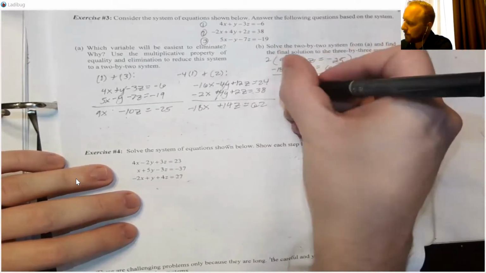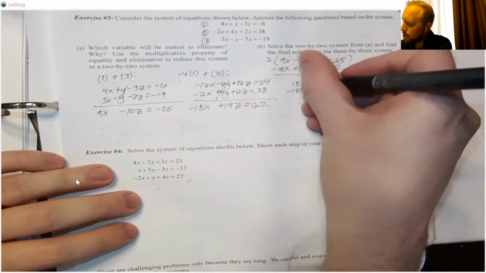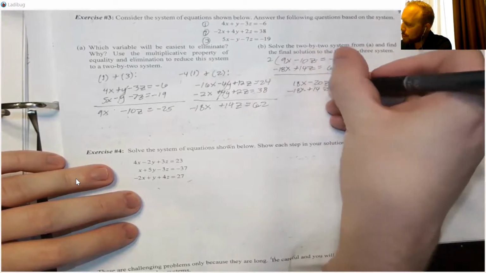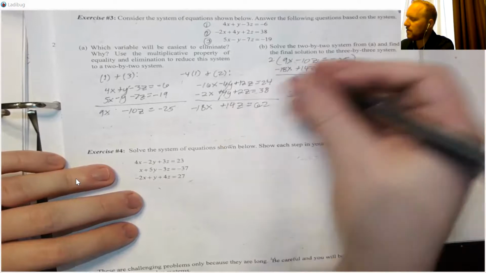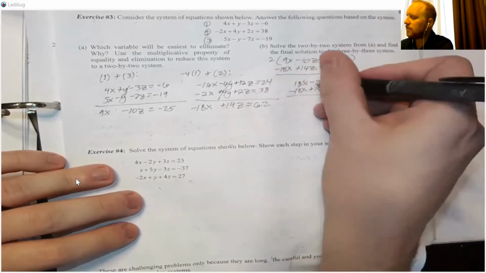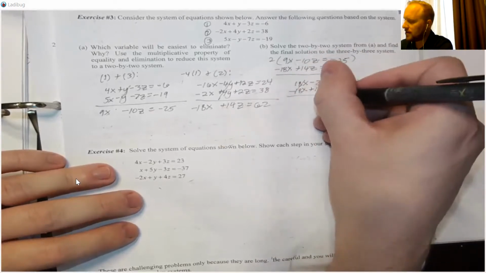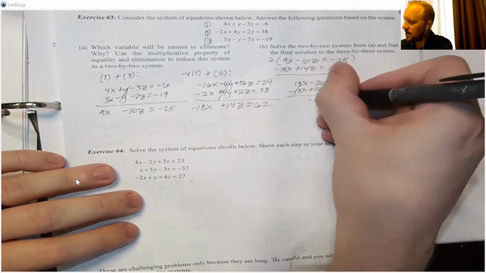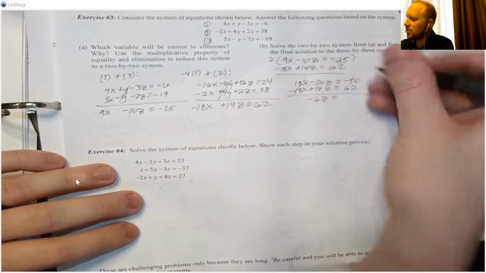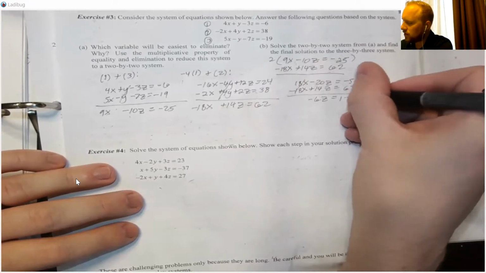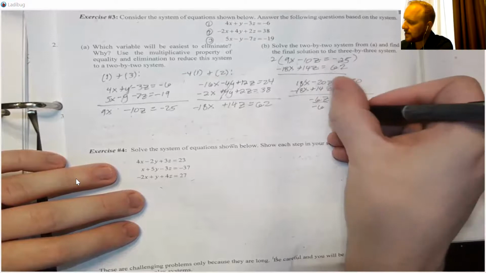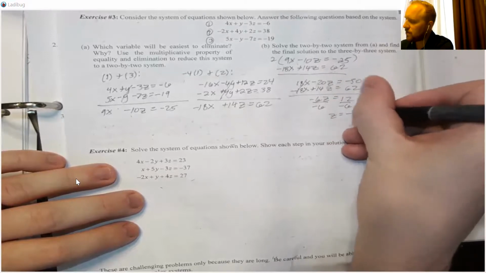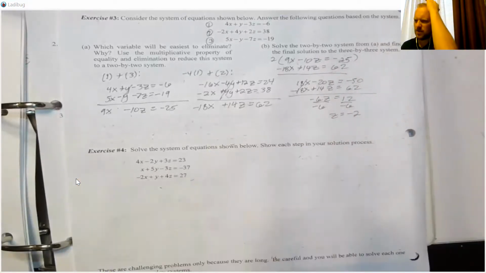And then the bottom one, I'm going to rewrite it. Okay. And by doing that, I eliminate my x's. -20z plus 14z is -6z. And 62 minus 50 is 12. Then I'm going to divide by -6. So I got z is equal to -2. So I found what z is.